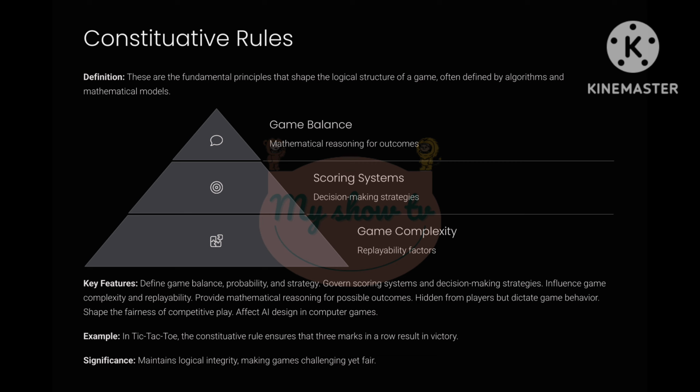6. Shape the fairness of competitive play. The balance between risk and reward in a game is dictated by these rules, ensuring that no single strategy dominates unfairly. 7. Affect AI design in computer games. AI opponents in games use constitutive rules to simulate decision-making and difficulty scaling. Example. In a tic-tac-toe game, the rule that states 3 marks in a row lead to victory is a constitutive rule. Significance. These rules provide the logical backbone of a game, ensuring fairness, strategy, and long-term engagement.